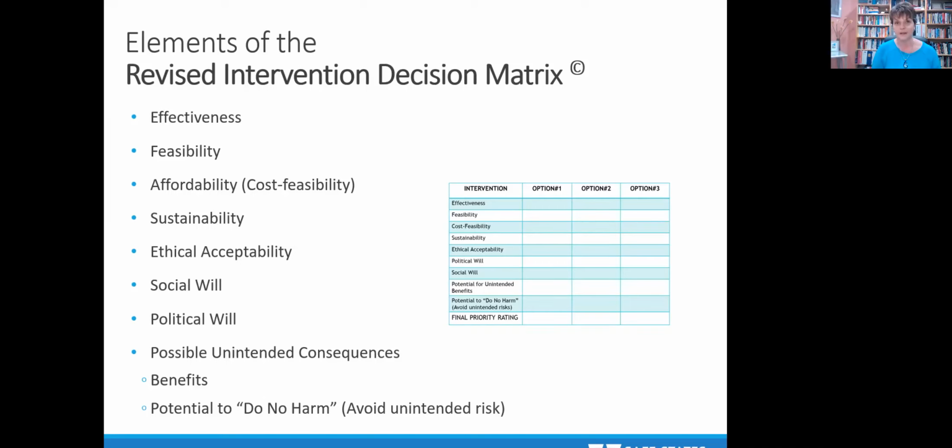What are the possible benefits? And there may be some that we haven't thought about. And then what's the potential to do no harm? And once again, it's worded this way, thanks to some of my students in public health, because this is the potential to have low risk, but we want it to be high and high priority. So if the potential to do no harm is high, it's something that's desirable.